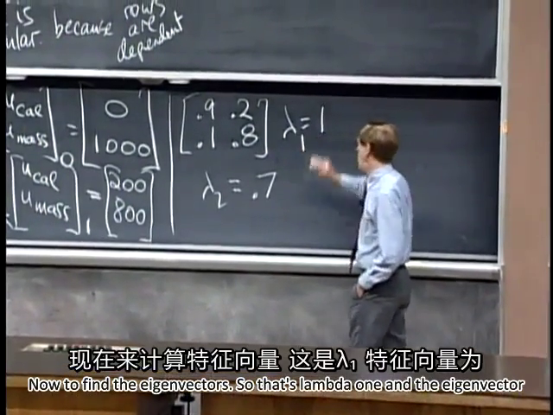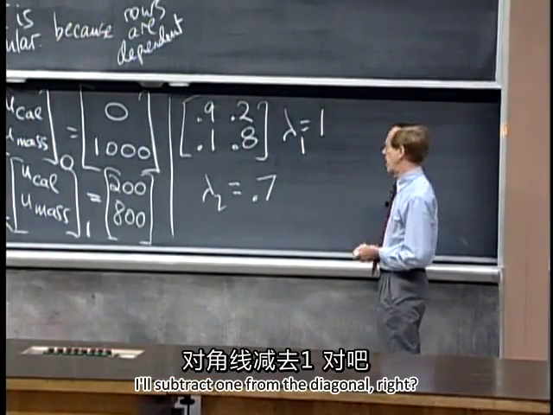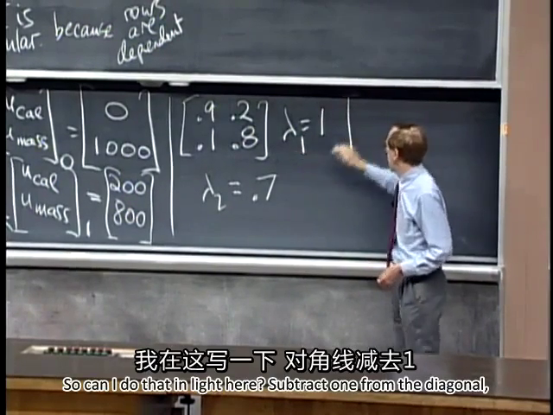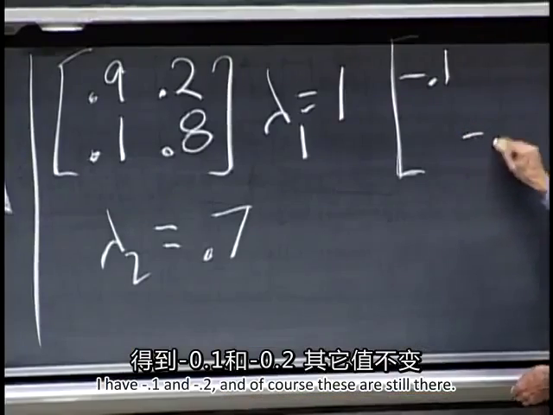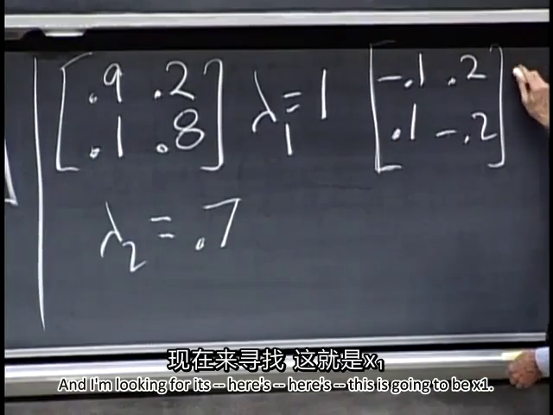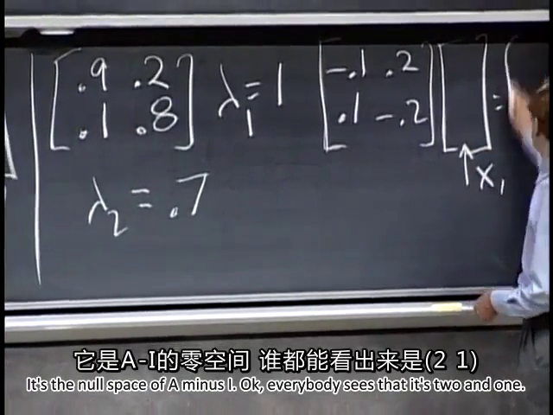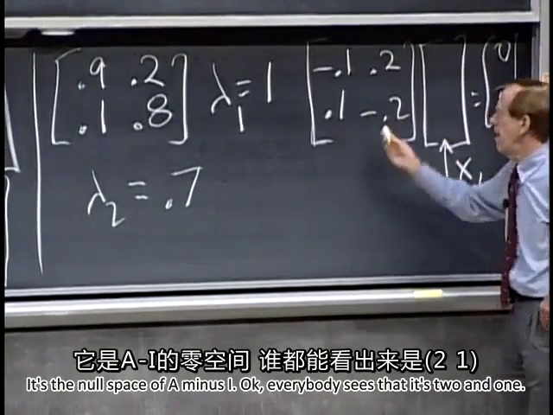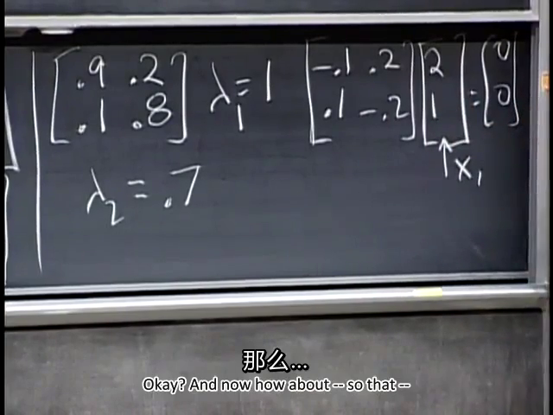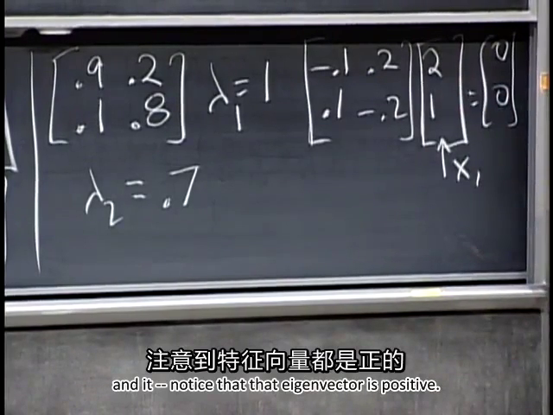So that's lambda 1. And for the eigenvector, I'll subtract 1 from the diagonal, right? So can I do that in light here? Subtract 1 from the diagonal, I'll have minus 0.1 and minus 0.2. And of course, these are still there. And I'm looking for x1. It's the null space of A minus I. Okay, everybody sees that it's 2 and 1. Okay? And now, notice that that eigenvector is positive.